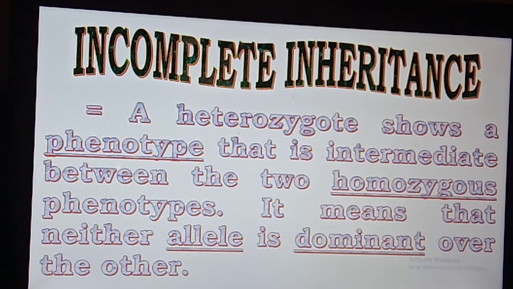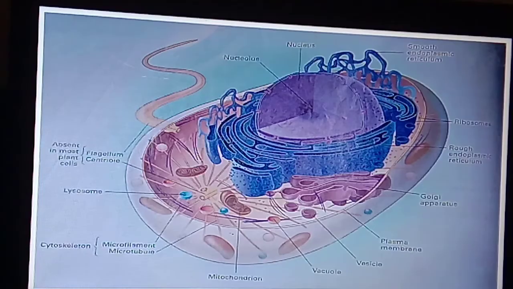Before I give you an example of incomplete inheritance, let's first define terms such as cells, organelles, nucleus, chromosomes, DNA, gene, phenotype, and so on. So what is a cell? A cell is the basic unit of structure and function of a living matter. All organisms are made of one or more cells.